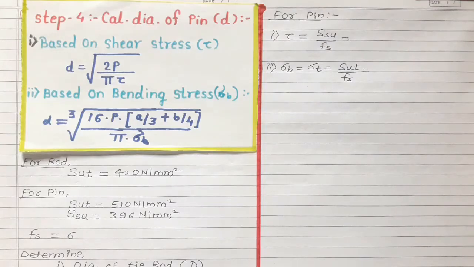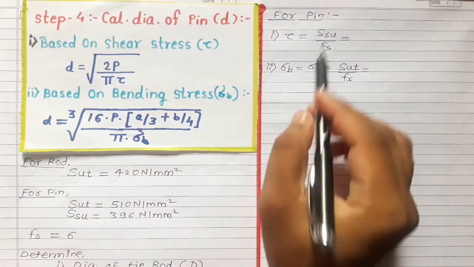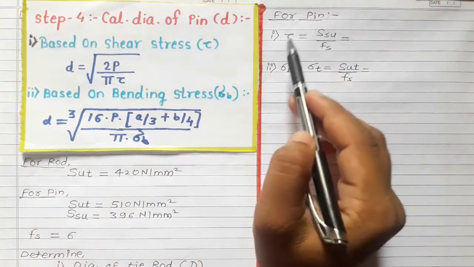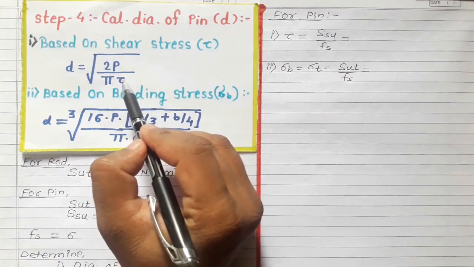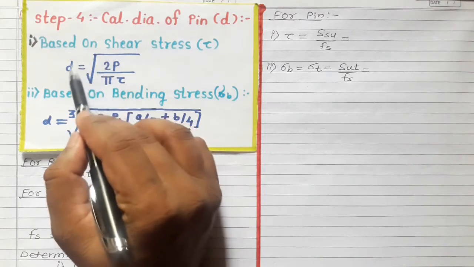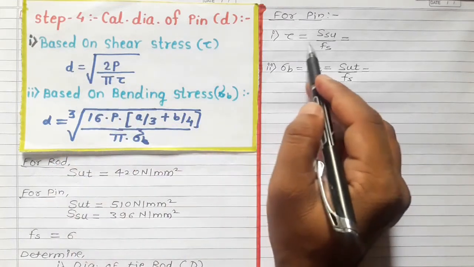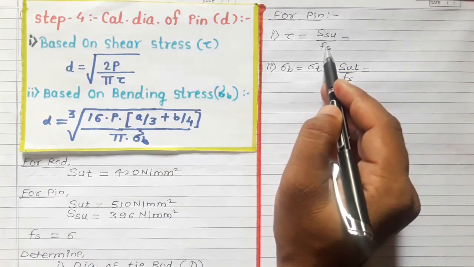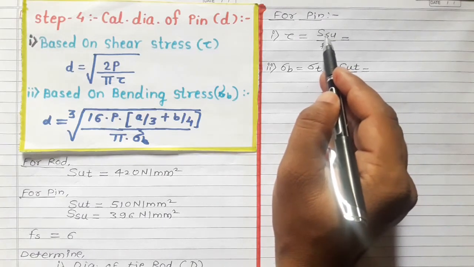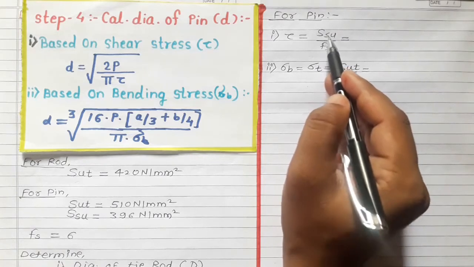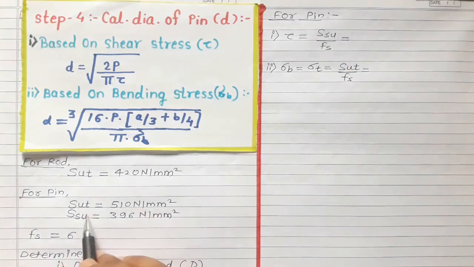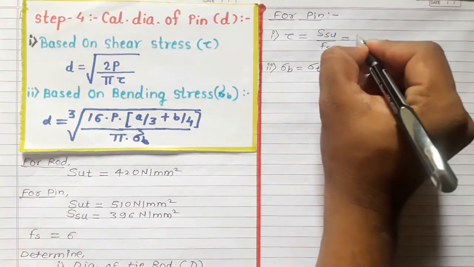Now similarly, let us calculate the permissible stresses for the pin material. The first permissible stress we require is the permissible shear stress, which we put in the equation to find out the diameter of pin. This permissible shear stress is given by SSU upon Fs, where SSU is the ultimate shear strength and Fs is the factor of safety. This SSU value we have to refer for the pin material, and its value is 396 Newton per mm square for this pin.